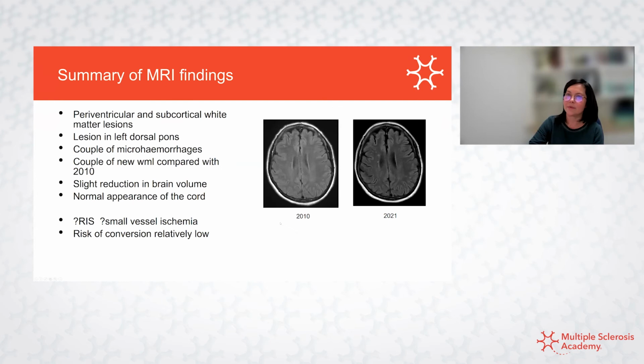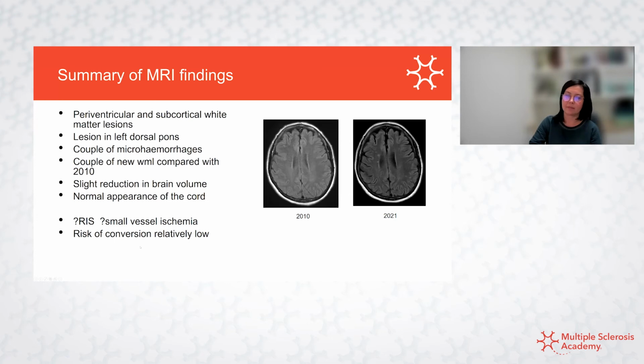So let's summarize this lady's findings. So she's got periventricular subcortical white matter lesions. She does have an infratentorial lesion, but she's also got some microhemorrhages. So none of this is particularly typical. The infratentorial lesion is a little bit more worrying, and she has accumulated a couple of new white matter lesions since 2010, but she's got a normal appearing cord.